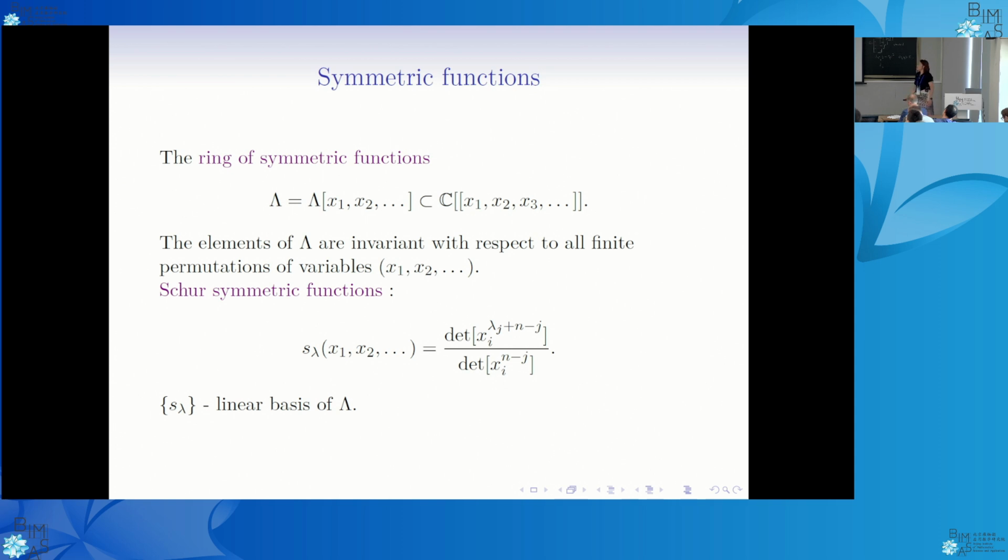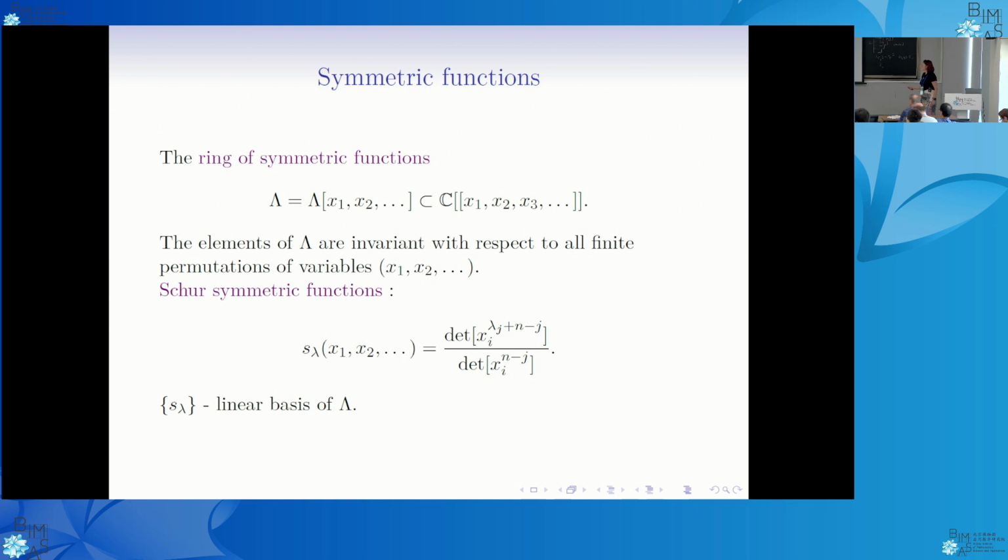Now, we want all that stuff to act on symmetric functions, and let us introduce notations which would be useful for us to explain what we are up to. So the ring of symmetric functions, let's say it this way, that these are power sums, and every element of this ring of symmetric functions is a power sum which is invariant with respect to any finite permutation of these variables. And there are several symmetric functions which will be especially useful for us.